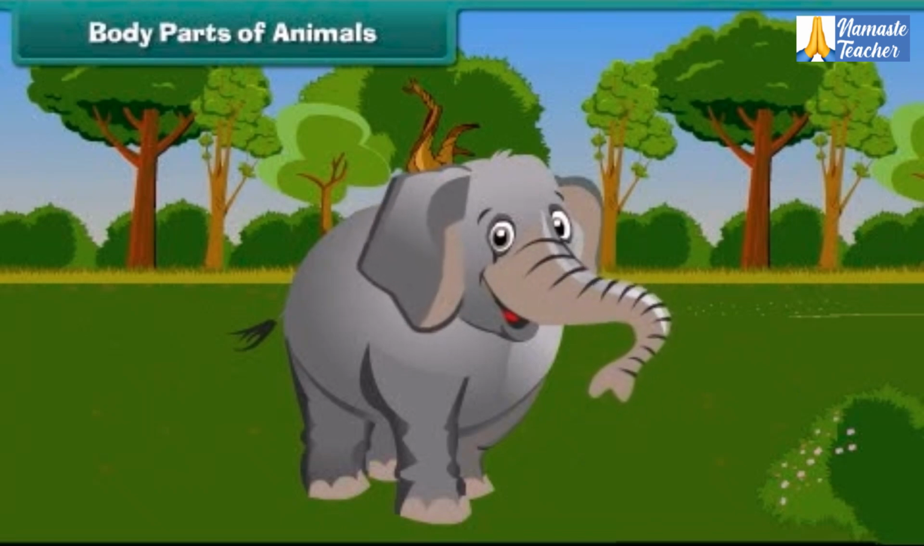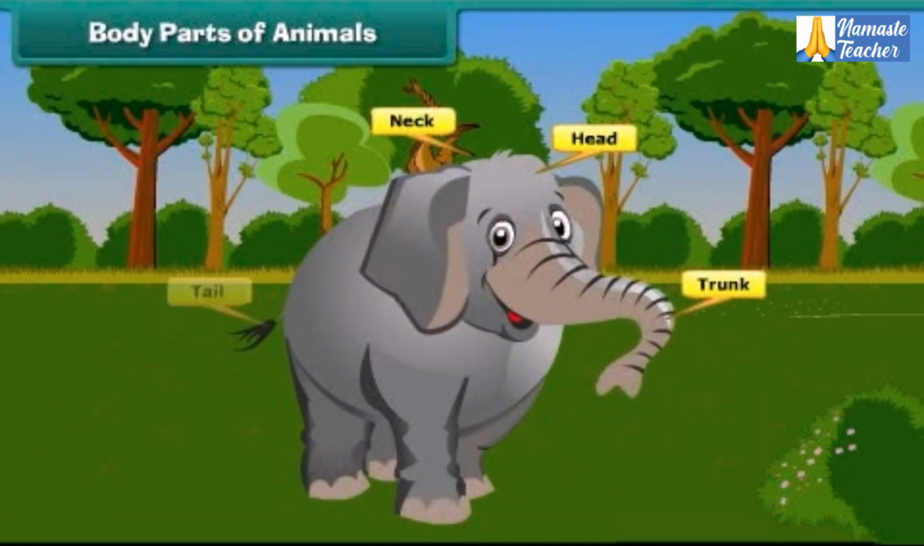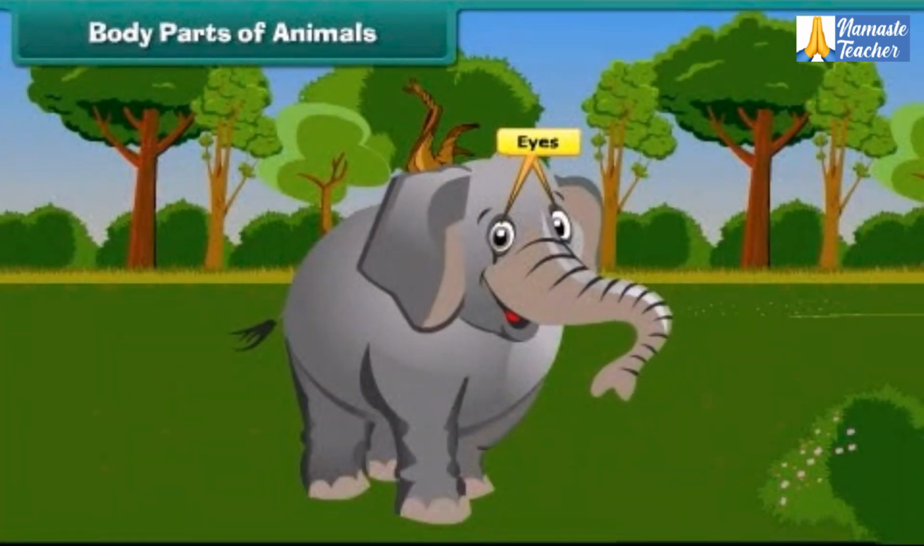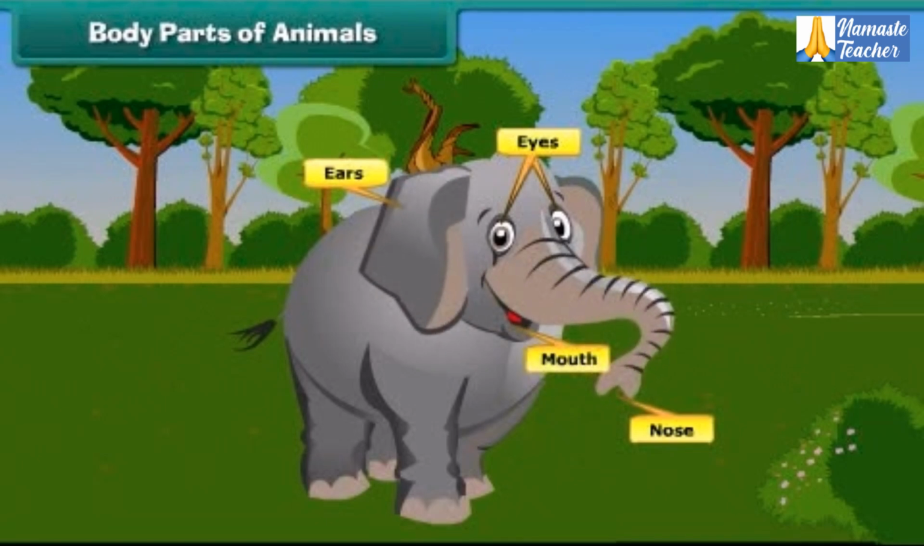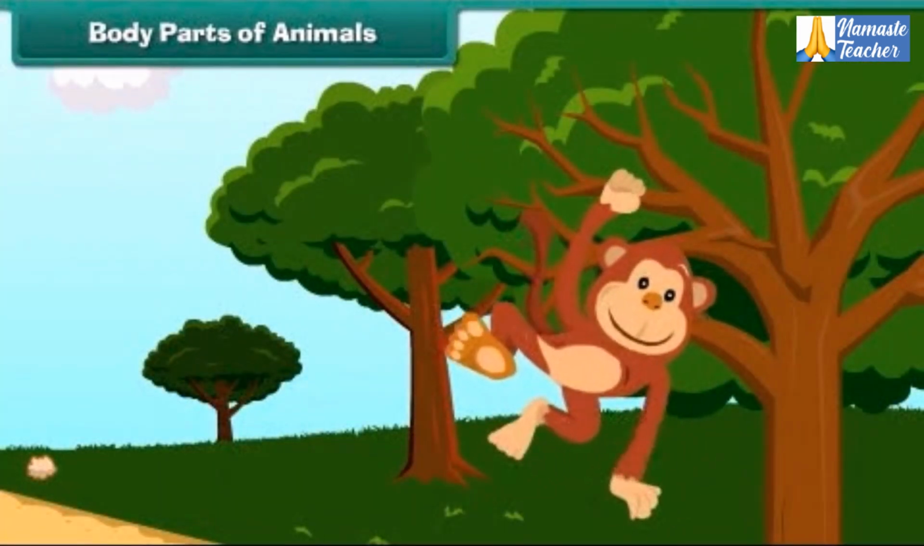In land animals, the body is mainly divided into 4 parts: head, neck, trunk, and tail. The head bears eyes, nose, ears, and mouth. The next body part is the neck. The neck helps animals move their head up and down and left and right. The trunk encloses many body organs. The legs help in movement from one place to another. In some animals, the tail helps to balance the body.